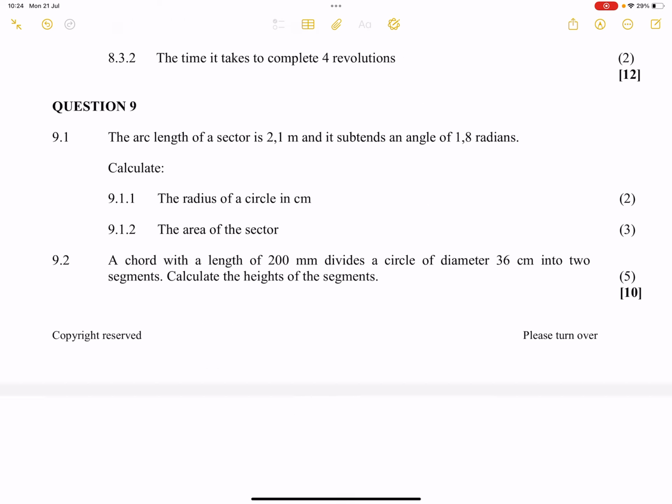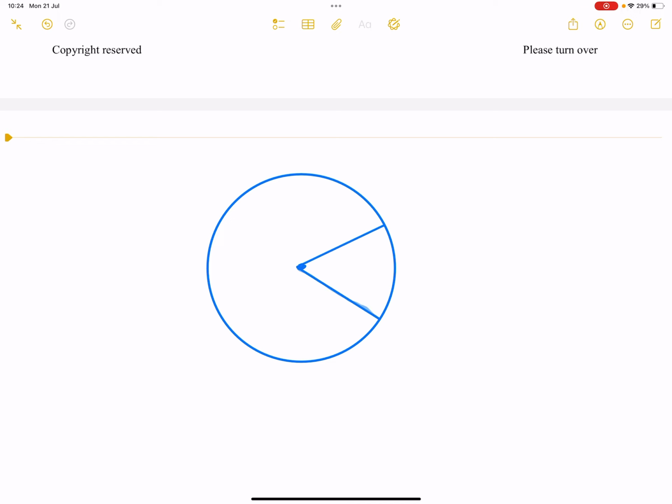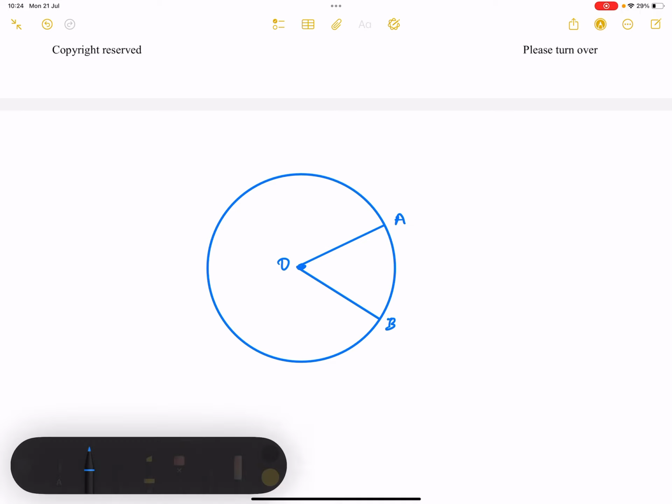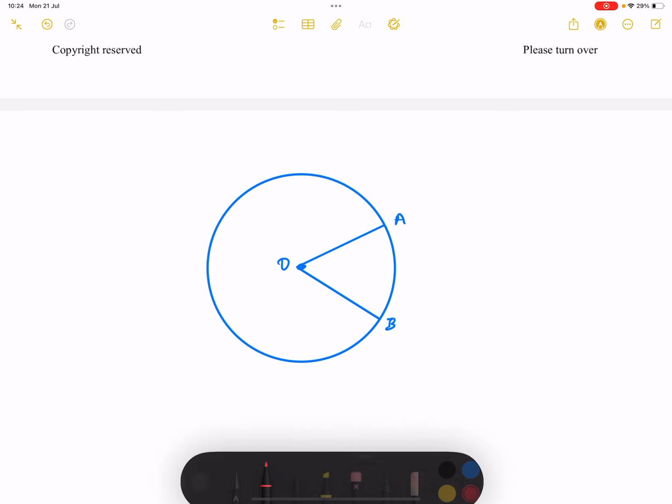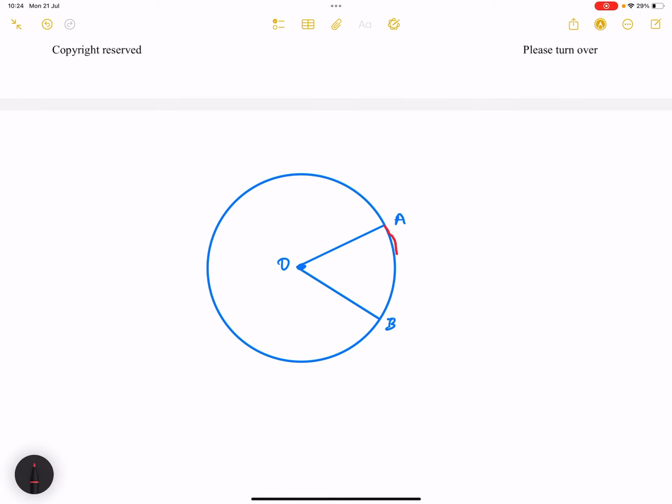Now, please remember, ladies and gents, whenever we talk about the arc of a circle, if we've got a circle there, an arc is just a portion of the circle. So if I say that's going to be AB and that's our center O, AB is the arc. When we talk about the arc length, it's this part over here.